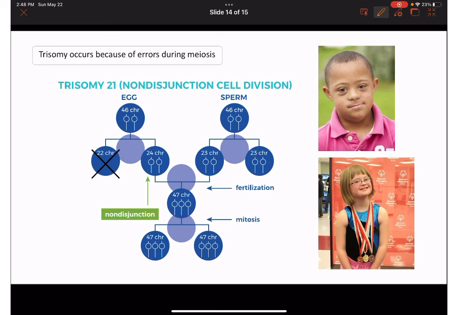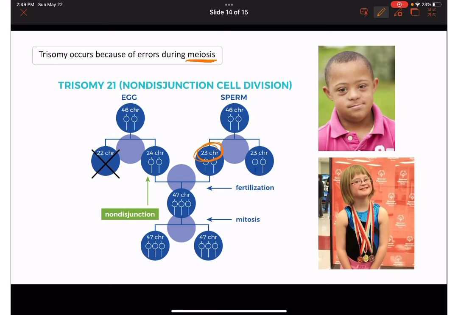So what causes this to happen? What causes an extra chromosome to be inserted in the 21st, for instance, or any other homologous set? And typically what happens is that this is an error during a process called meiosis. Meiosis just represents division of the sex cells. And the reason the sex cells divide is to achieve this haploid 23 chromosome state.